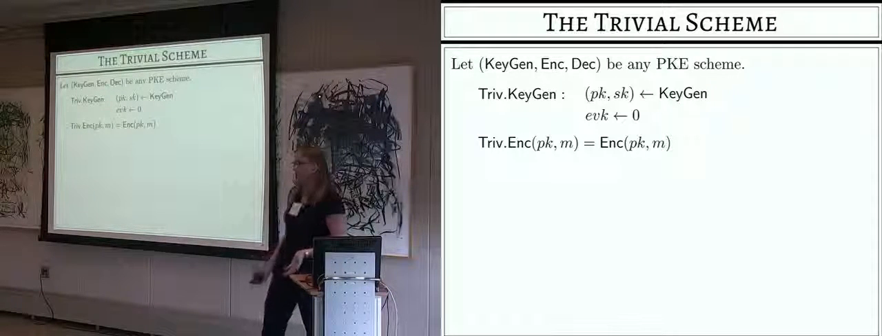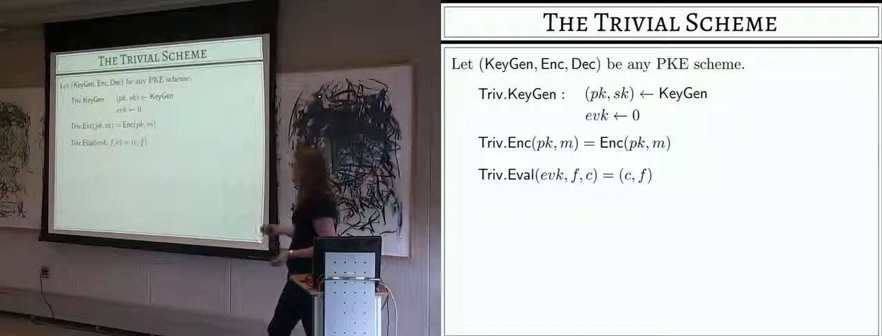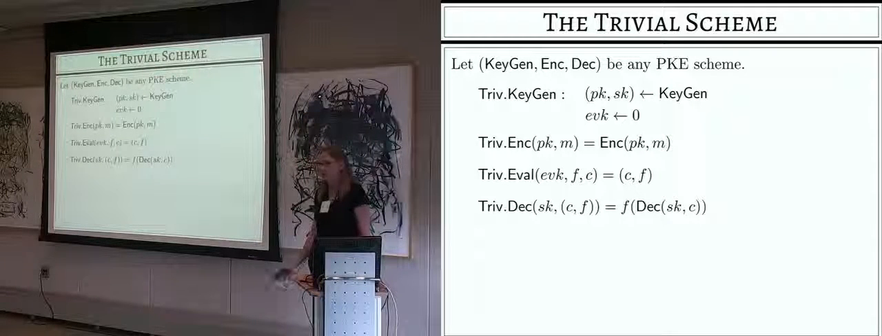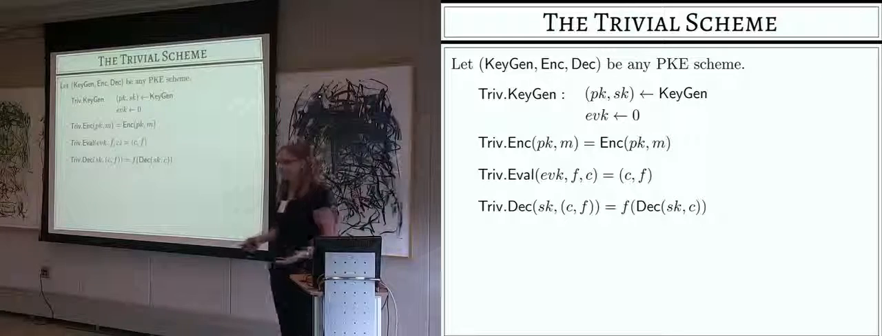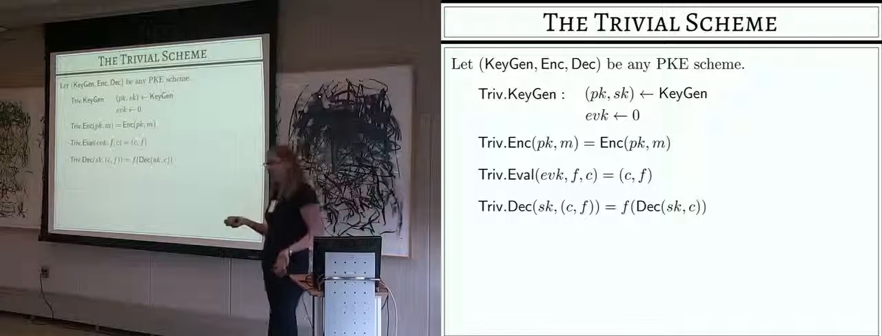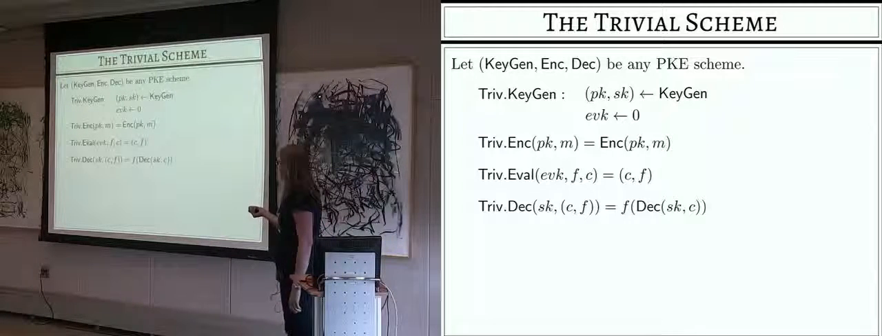Okay, so what about the evaluation procedure? The trivial scheme will have the following evaluation procedure. It's just going to take the ciphertext, and it's just going to append a description of the circuit F. And then the decryption procedure is just going to decrypt C and then apply F. So this is as secure as whatever scheme we started with here, and it's also homomorphic for any classical circuit. We can apply any function after we have decrypted.